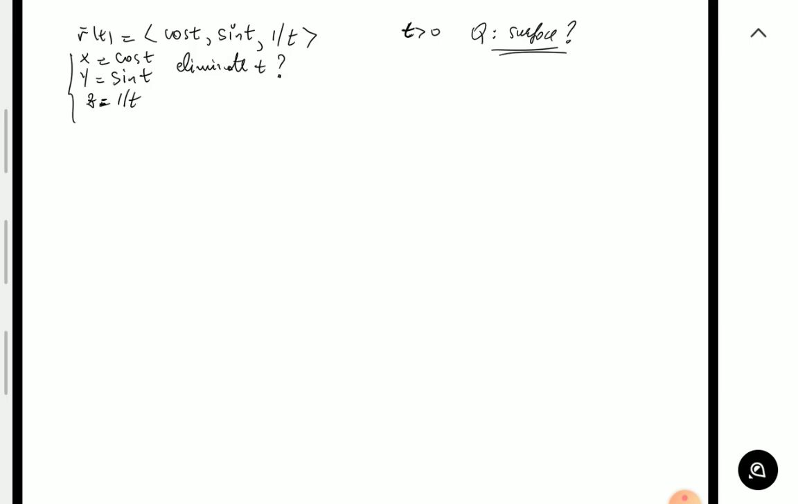Now, how do you eliminate t? There is no rule about it. Here you have to basically exploit what you have in the problem. Roughly speaking, you can just solve for t. So as a general rule, you can solve for t in one of the equations and then plug it into the other two.